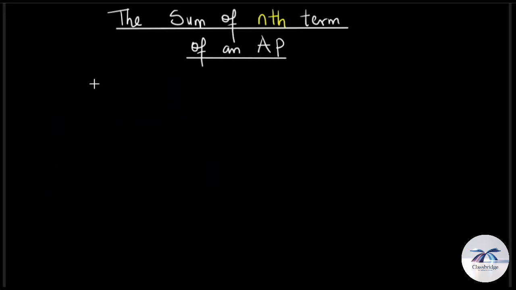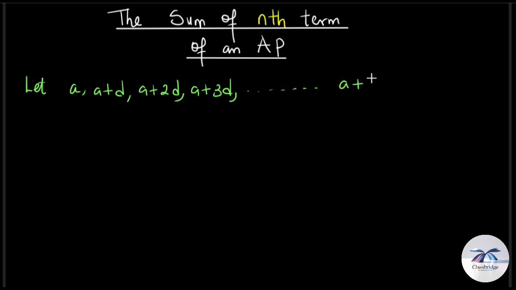The sum of the n terms of an AP. We are going to set up an AP. Let a be the first term. I'm setting up a sequence. The next term is a plus d. The term next to it is a plus 2d. The next one to it is a plus 3d. If you continue that way, you get to a plus (n minus 1)d.